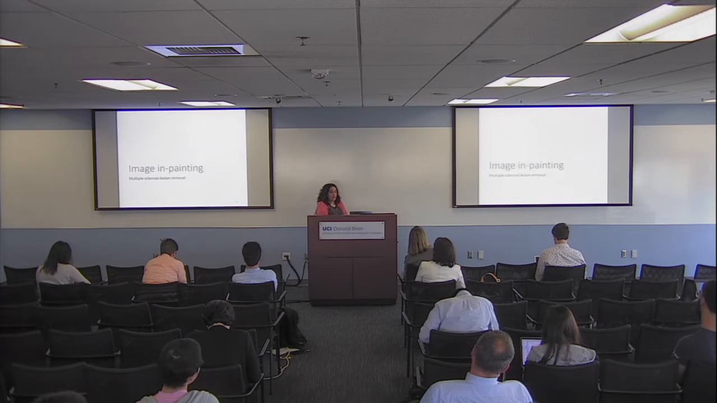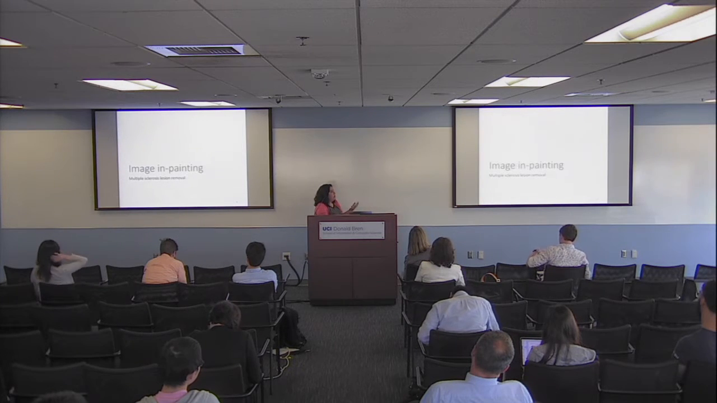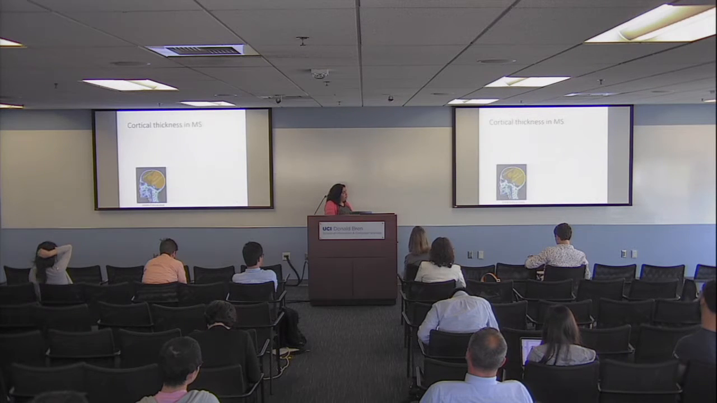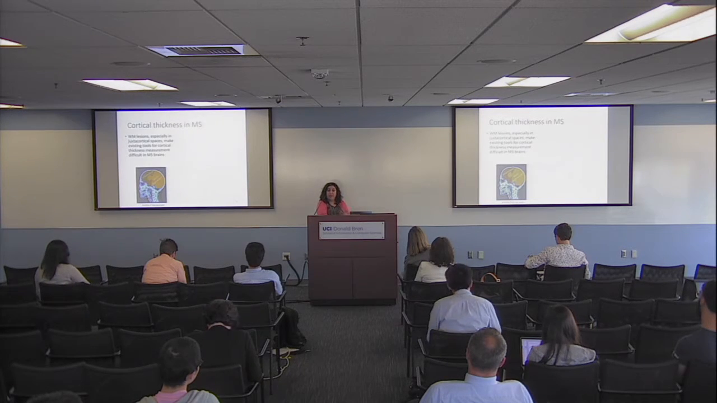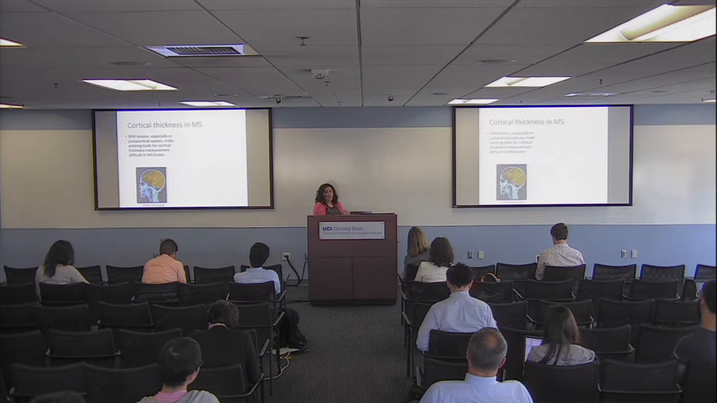The first one I'm going to talk about is image inpainting. I'm going to look at multiple sclerosis, where we're interested in lesion removal. We heard about cortical thickness earlier today in a couple of the talks. In multiple sclerosis, white matter lesions are typically what people are interested in analyzing. But there's more and more evidence that cortical thickness is also a potential biomarker of interest. The problem is that because of white matter lesions, it's very difficult to get standard tools like FreeSurfer to work properly on these data.